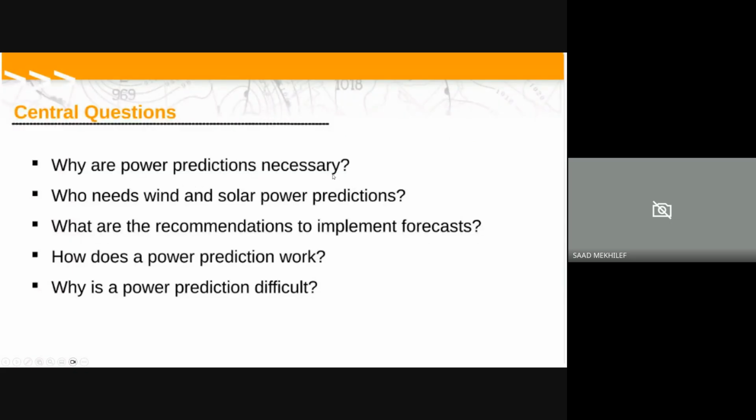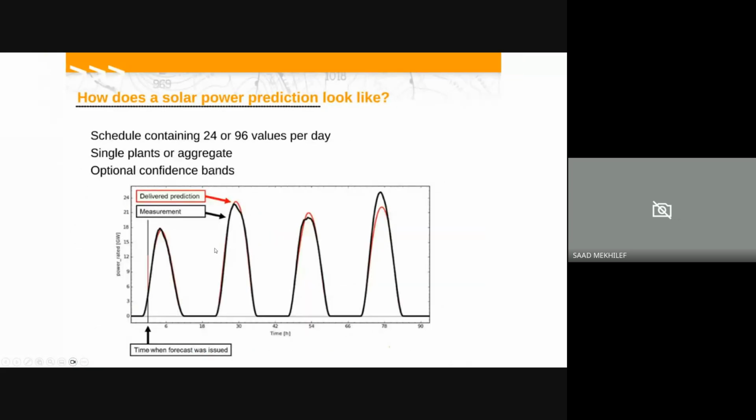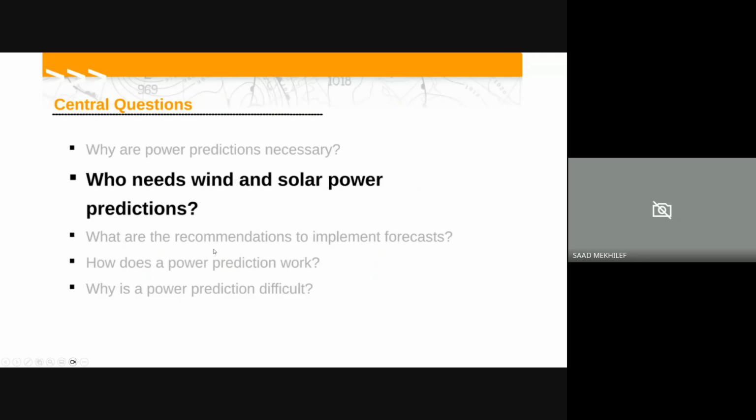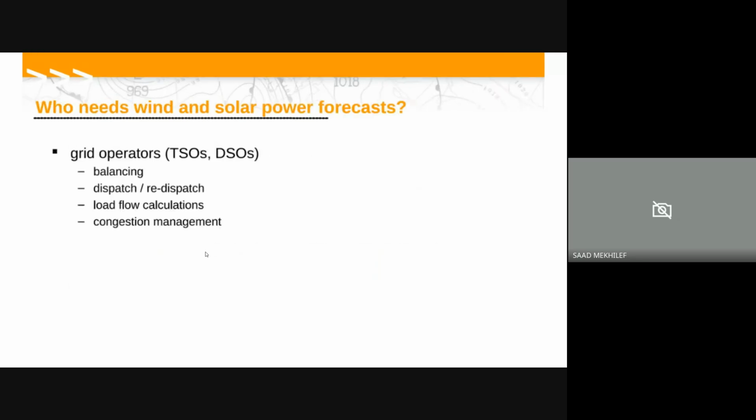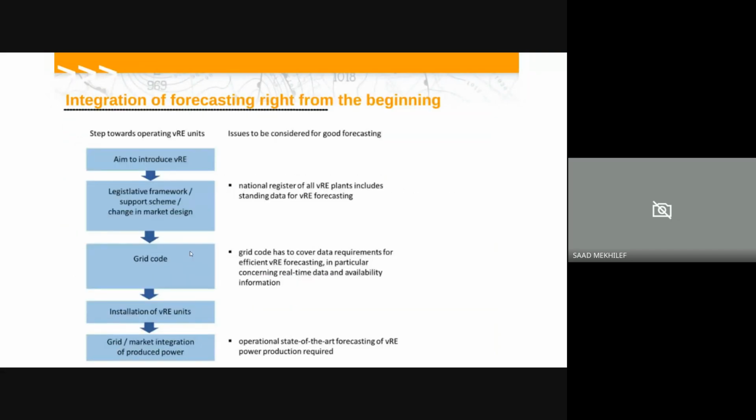So why is power prediction necessary? I think we mentioned that just now. Who needs them? I think we answered this, and it is very important. What are the recommendations to implement the forecasting, like short term, very short term? How does the power prediction work, and why is it difficult? I think this is what I showed with this graph just now. This is for photovoltaics. And I think we have explained these too.